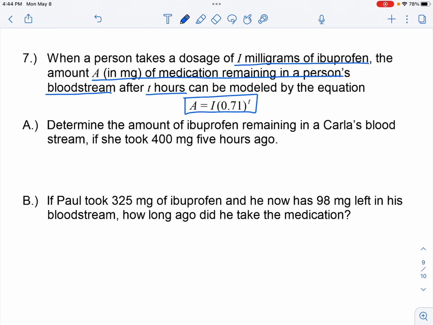Okay, so part A, determine the amount of ibuprofen remaining in, sorry, there's a typo here, in Carla's bloodstream if she took 400 milligrams, 5 hours ago. So 400 milligrams. Okay, so A equals, I equals, and then T equals. I'm so used to A and P. All right, so what do we know? We know that Carla took 400 milligrams. That's the amount that she took, and she took it 5 hours ago. So what's left in her bloodstream?